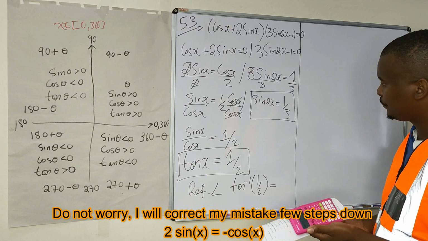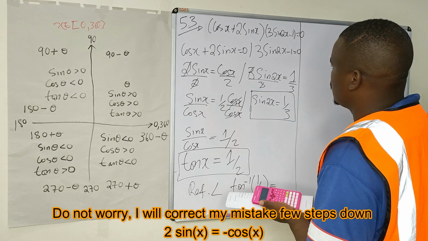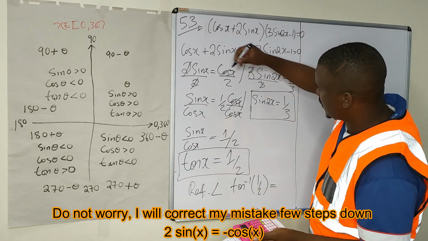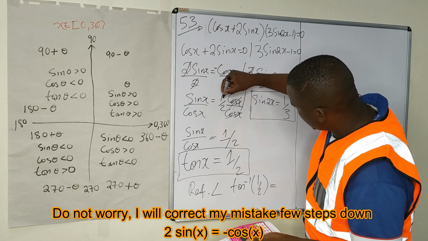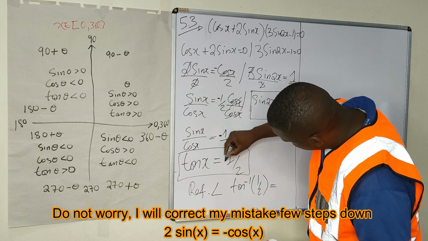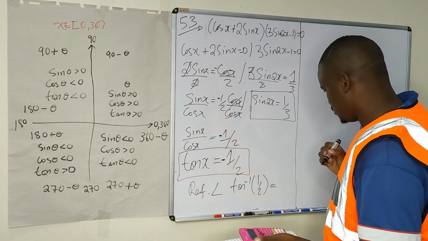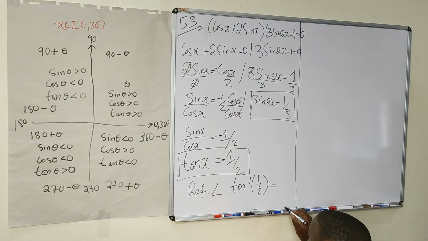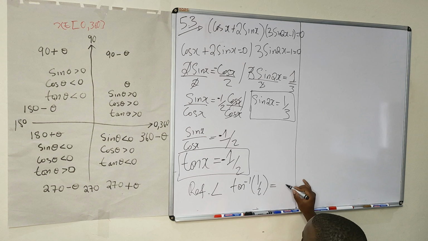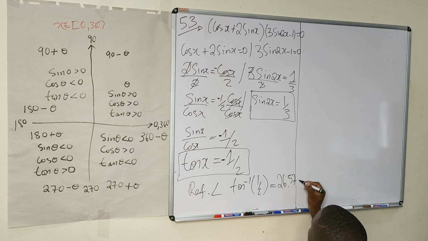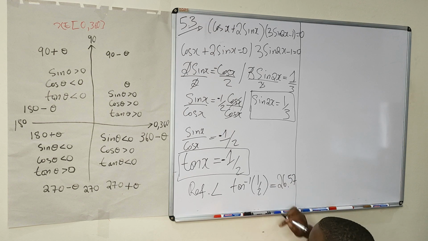Actually, this was supposed to be negative. This is supposed to be negative. Yes. So arctan of this is what? It's 26.57. That's the reference angle, right?